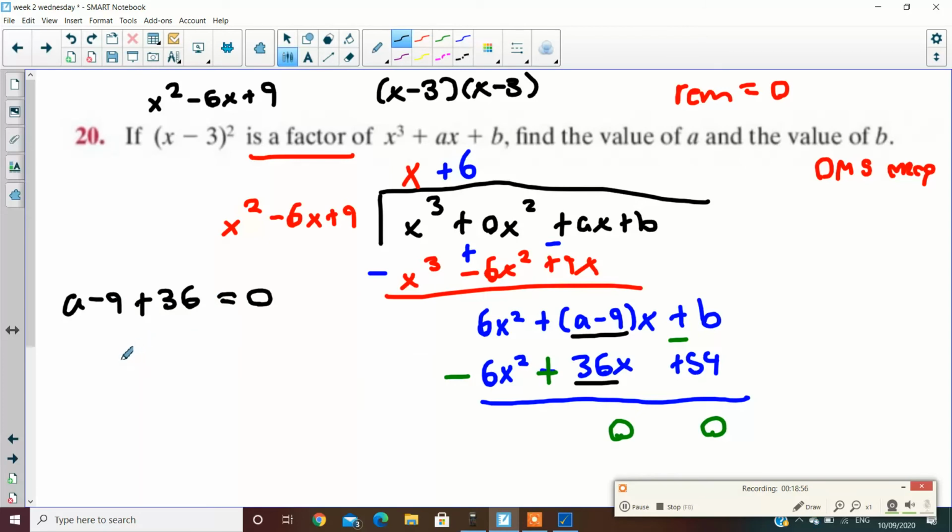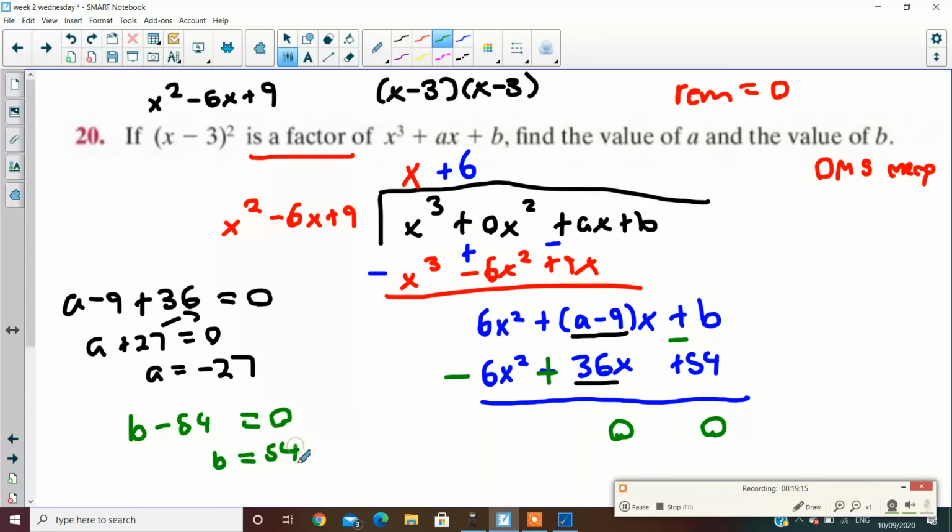Look, minus 9 plus 36 is plus 27. Bring the 27 over to the other side, a equals minus 27. What about b and minus 54? b minus 54 equals 0 and b equals 54. Do you want to see the second method?